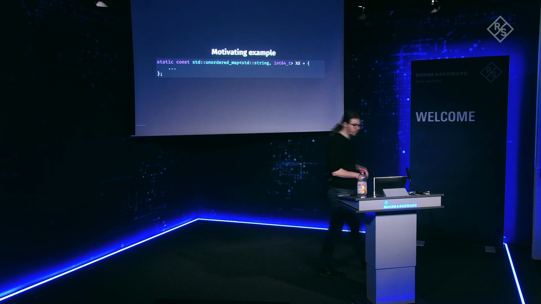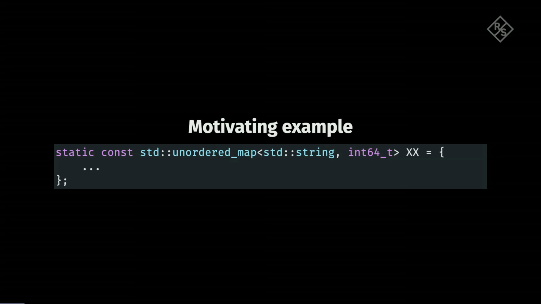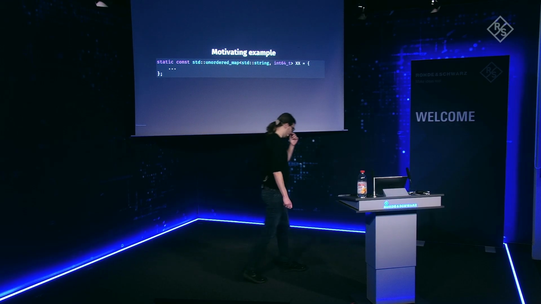So let's come to this motivating example. At my previous employer, I was working on an internal compiler. I was taking an intermediate representation, a custom domain-specific language, and turning it into language bindings. As part of this code, I wrote this piece of code. I have a global constant. It's an unordered map that maps strings to integers. I think you've written something like this in your code also. And I was developing it.